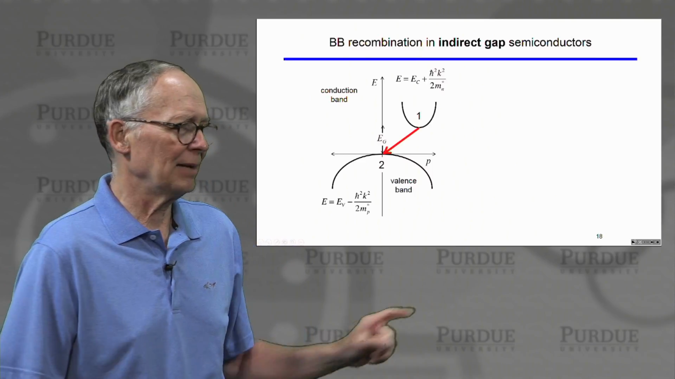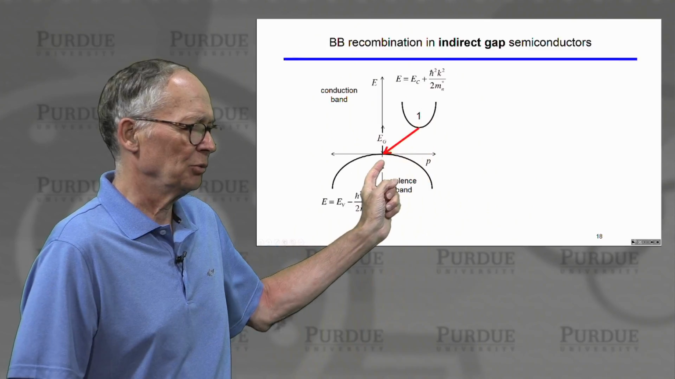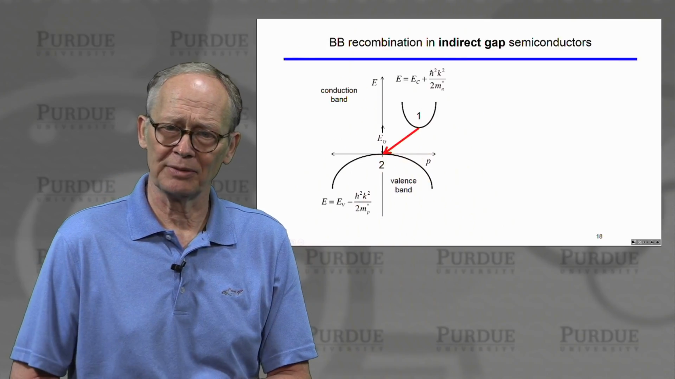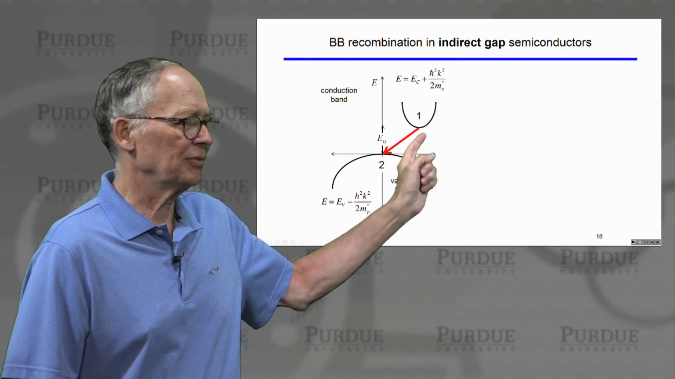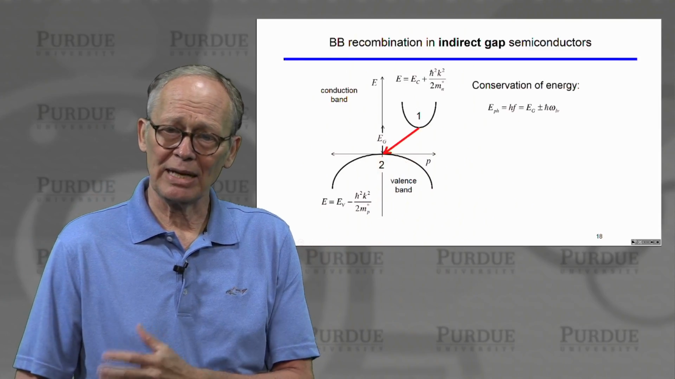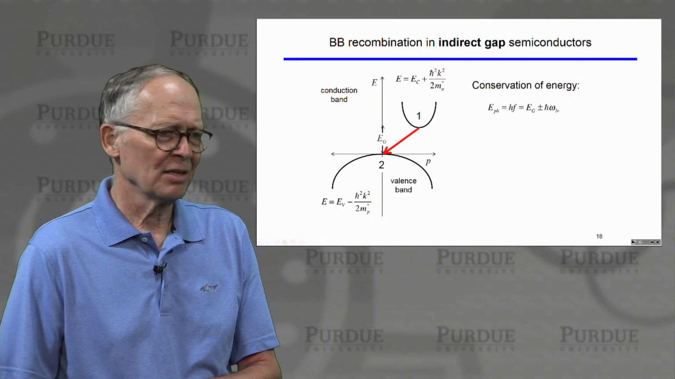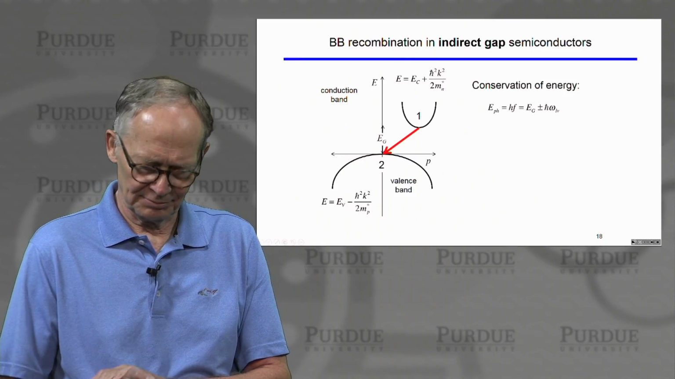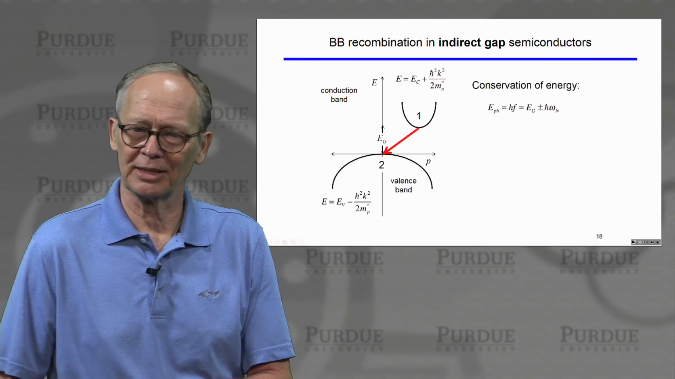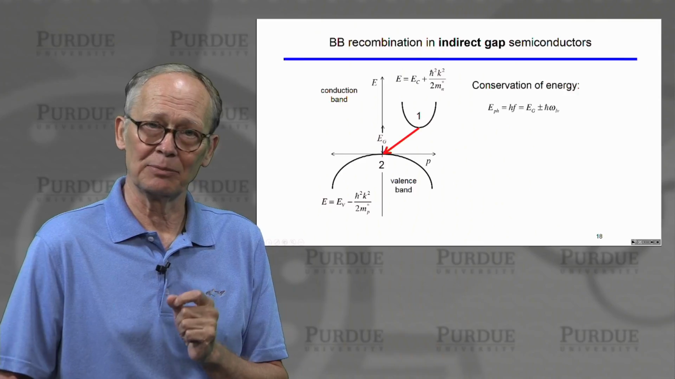In an indirect gap semiconductor, an electron in the bottom of the conduction band would recombine with a hole at the top of the valence band, but they would have different momentum to begin and end with. Well, we have to conserve energy, but in order to conserve momentum, we're going to need something that helps us conserve momentum in this process. That something else will be a lattice vibration.